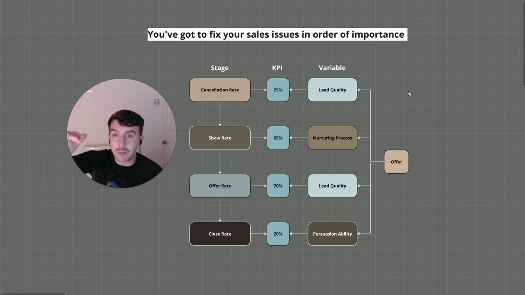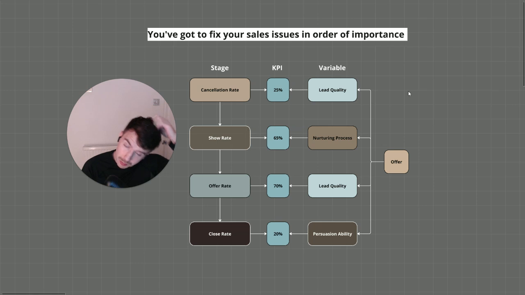And so you need to be looking at all these numbers, having some kind of minimum KPI: 25% cancellation rate, 65% show rate, 70% offer rate, 20% close rate, and making sure that you are attacking each one of these in order of importance. The way you determine the order of importance is which one's furthest out of KPI. Bring it as close as possible, then reorder that list in terms of which one's furthest out of KPI, and repeat, and so forth.